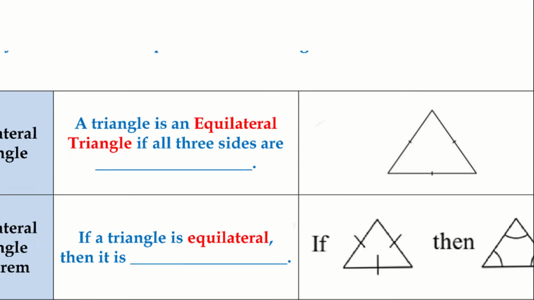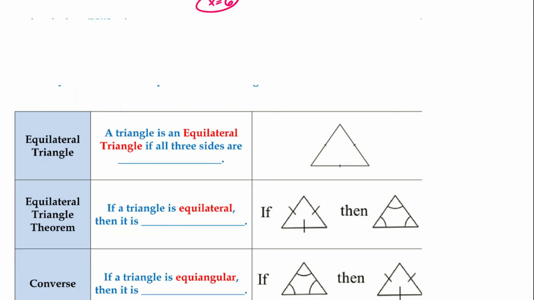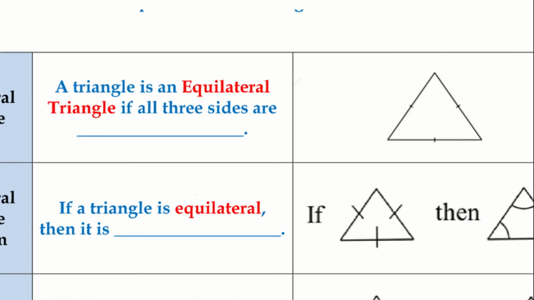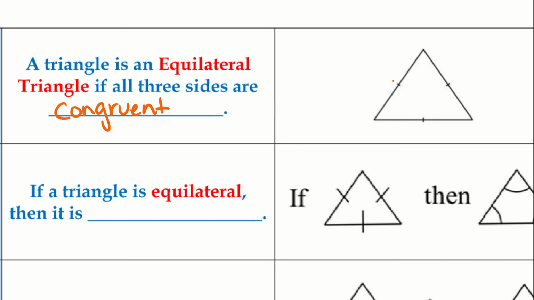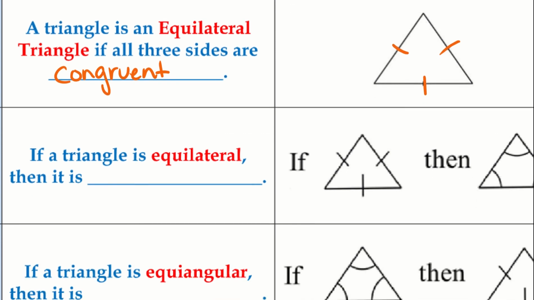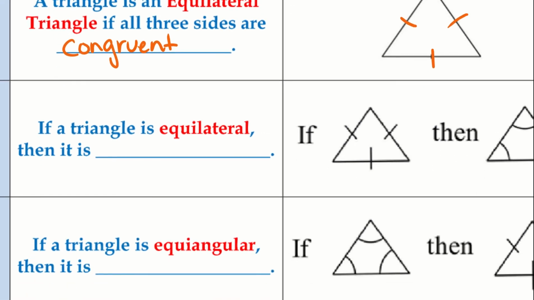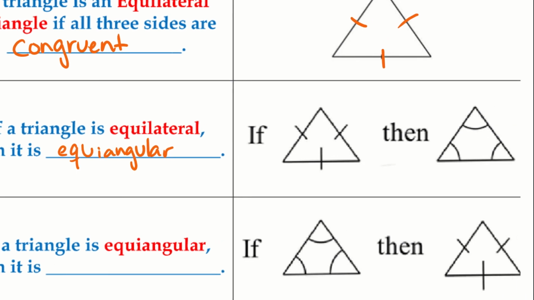Alright, let's go ahead and go to the next page. So equilateral triangle. A triangle is an equilateral triangle if all three sides are congruent. So these have little dashes. I'm going to make them slightly bigger. So if all the three sides are congruent, it's an equilateral triangle. Alright, so the equilateral triangle theorem, if a triangle is equilateral, then it is equiangular. So that means if the sides are congruent, then the angles are congruent.